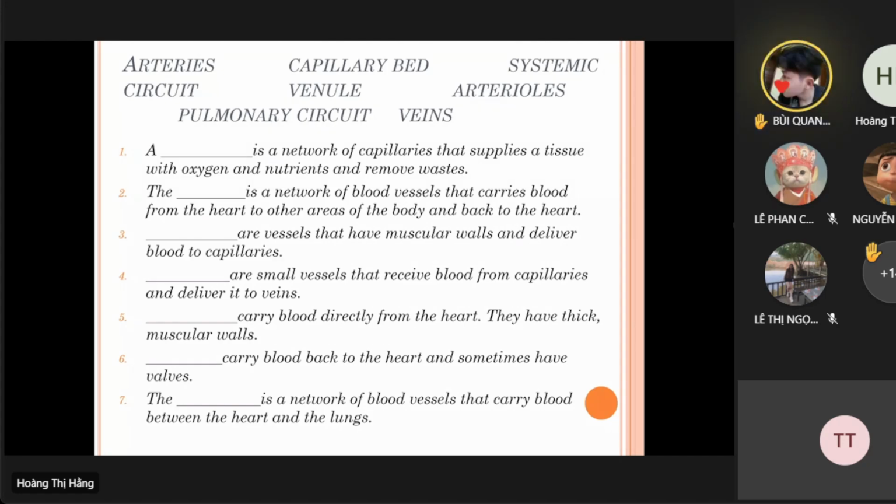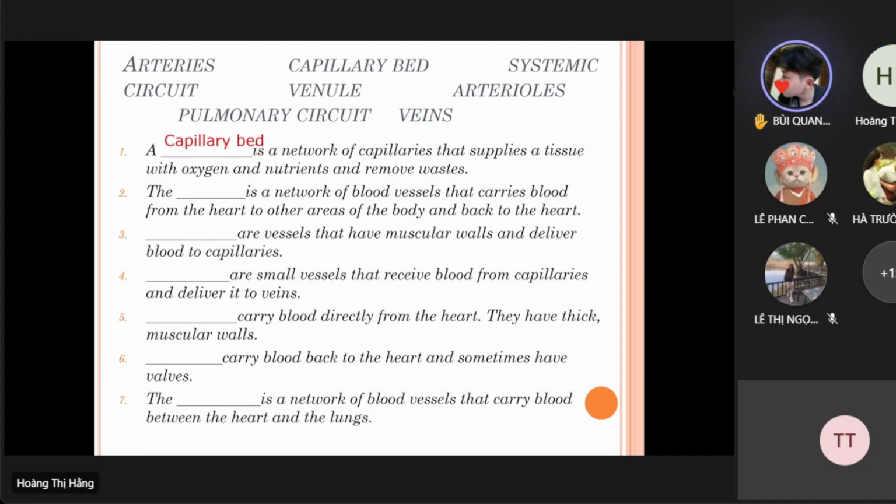Capillary bed. A capillary bed is a network of capillaries that supply a tissue with oxygen and nutrients and remove water. Nutrient. Yeah. Capillary bed. Right.